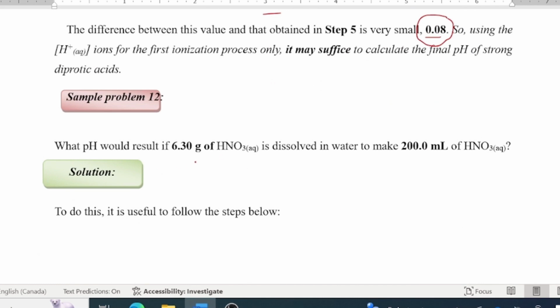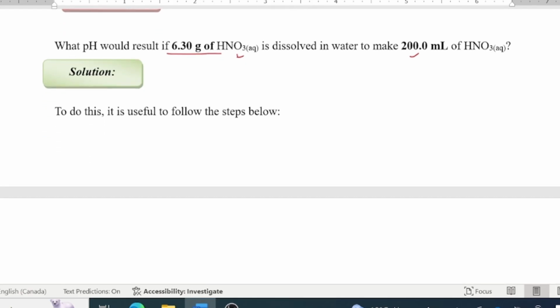You want to find the pH of the solution. It's very easy. All you do is find the final hydrogen ion concentration. I taught you how to do that already. You find the number of moles of this compound, then you find its concentration, and of course you know it ionizes, and then you can find the concentration of the H plus there.